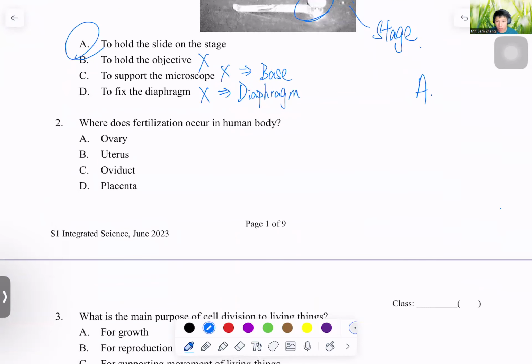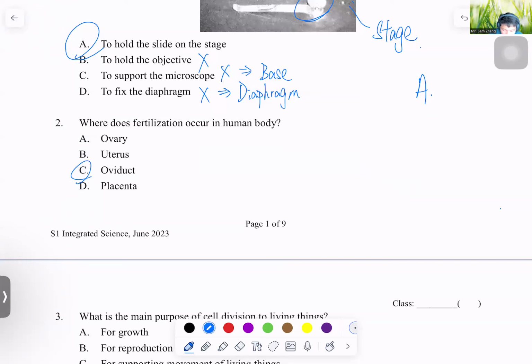Next, where would fertilization occur in our human body? Definitely, it is something that we have memorized many times, and it should be the upper part of the oviduct.